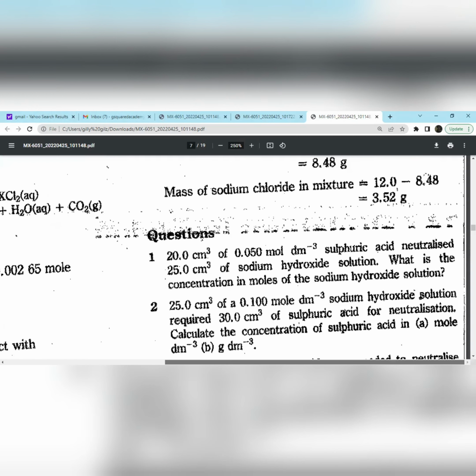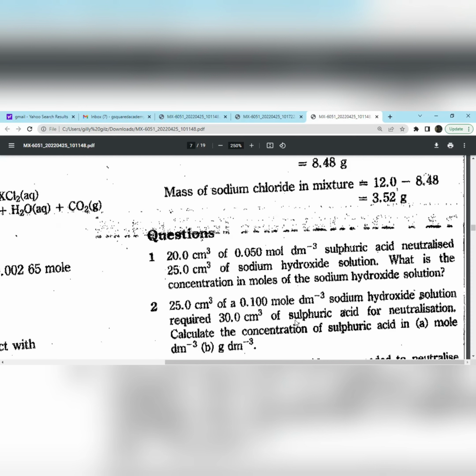here we have a question, might be a little bit obscure, but I tried to get it as big as I could so that you guys can see that clearly. Okay, so here we go. 20 centimeters cube of 0.05 molar, and notice I said molar instead of moles per dm cube because we tend to say molar for the moles concentration. So moles per dm cube, same thing. Sulfuric acid neutralized 25 centimeters cube, and you might hear me say mils from time to time, interchangeably with centimeters cube. They're the same size. Of sodium hydroxide solution. What is the concentration in moles of the sodium hydroxide solution?